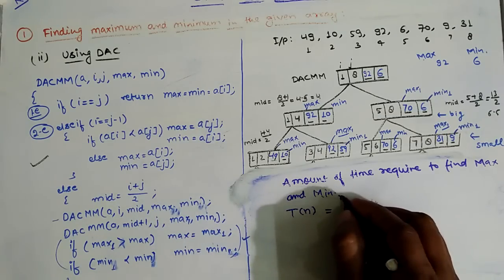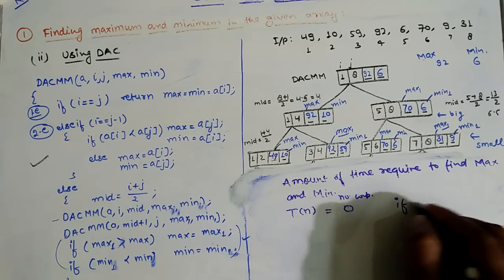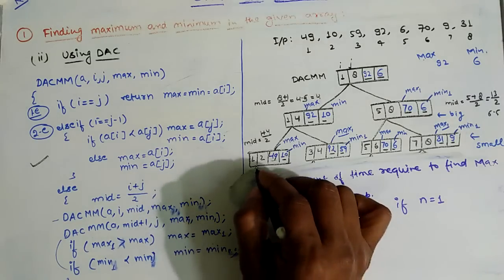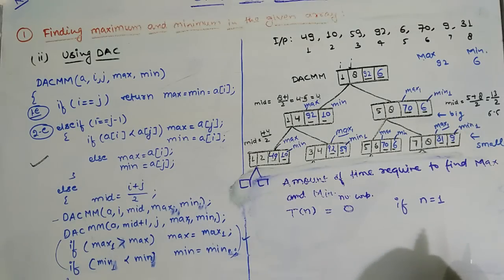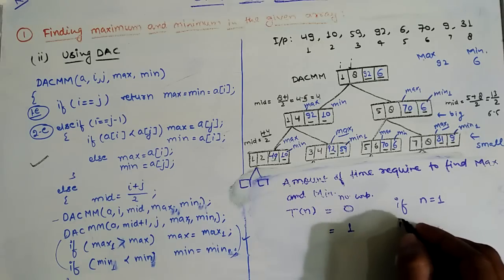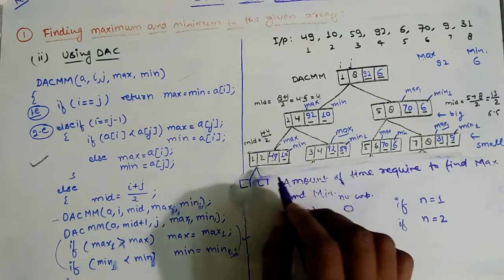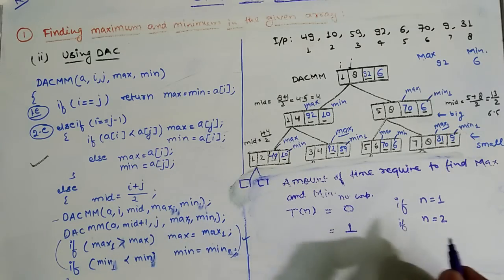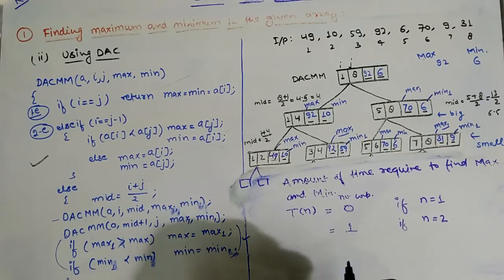So T(n) is 0 when there is no comparison. When there is no comparison, there is no time required. So when the problem size is only 1, when n is equal to 1 and I have only one element, like these sub problems, it will require 0 comparisons. It means the time complexity is 0. Now when the problem is of size 2, the number of comparisons required is 1, and I can say that the time complexity is some constant, or we can say that it is 1.